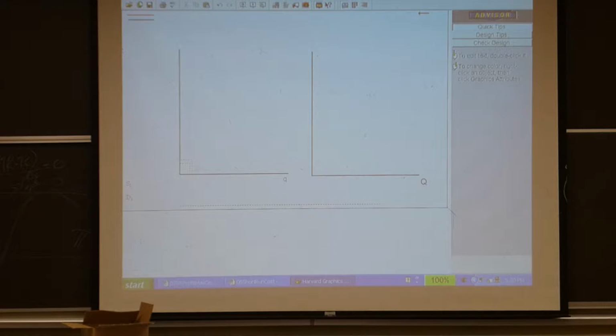I want to draw the cost functions of the firm that are relevant. So watch me draw this. First of all, I'm going to put cost per unit over here. This is Q down here.